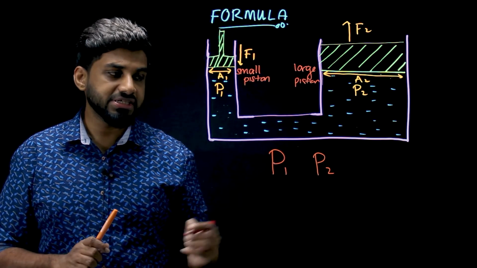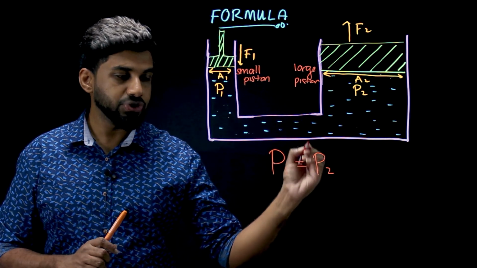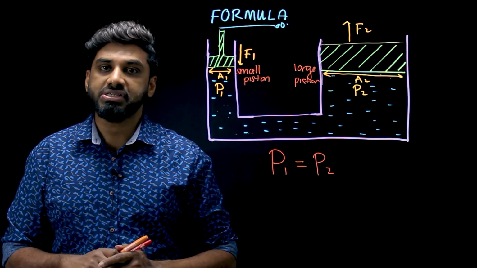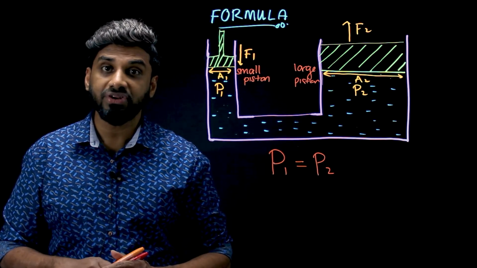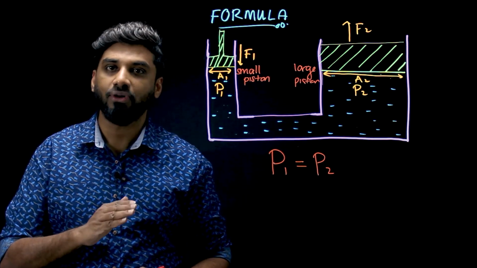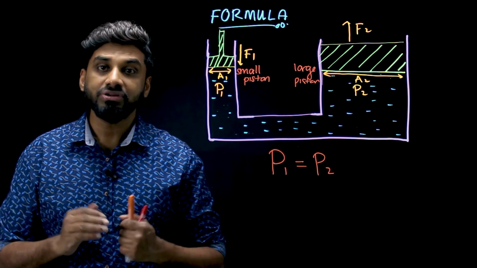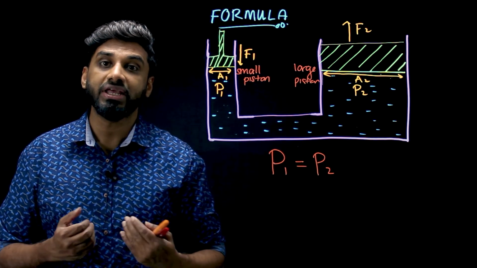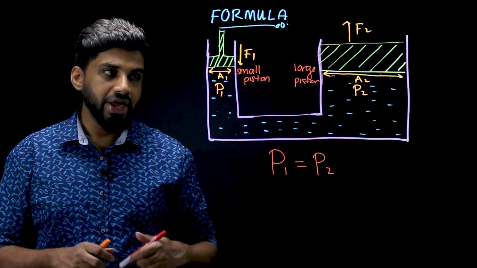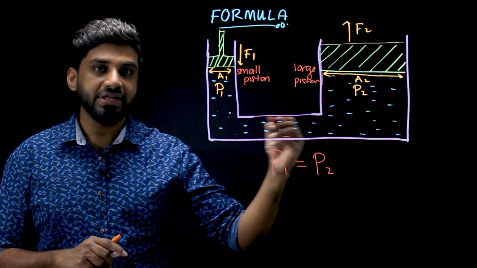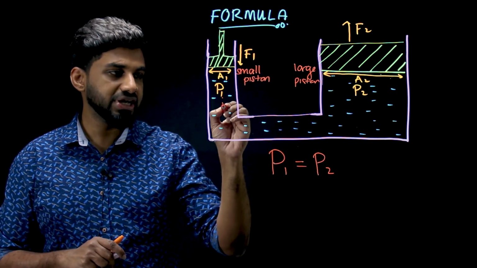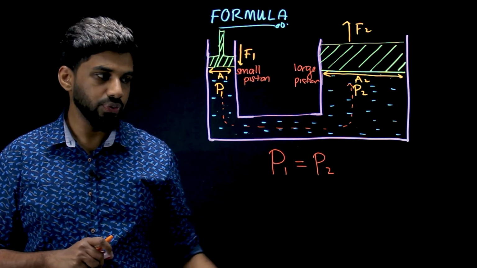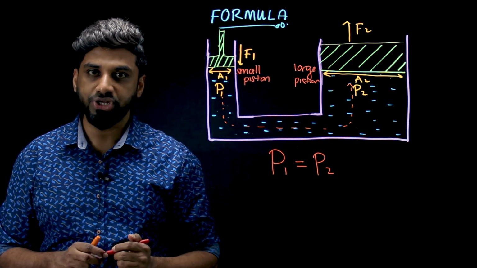The correct answer is that both pressures P1 and P2 are equal to each other. You may wonder why P1 equals P2. Remember the definition of Pascal's principle that we learned in the previous video: pressure transmitted in an enclosed surface is transmitted equally in all directions. So, since the whole piston system is an enclosed surface, the pressure at any point in the system will remain the same. Therefore, P1 equals P2.